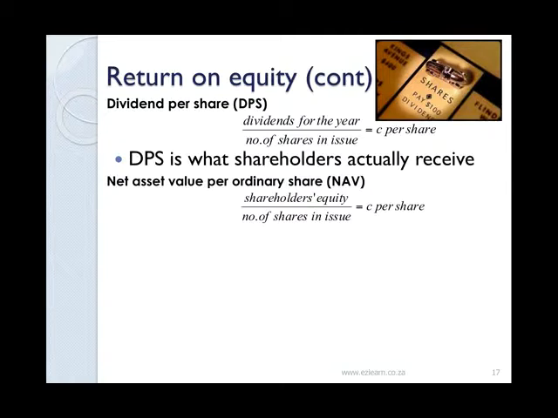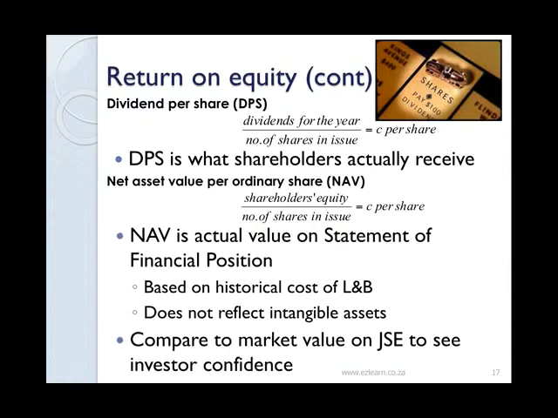Obviously, the reverse is also true. If the statement of financial position indicates a net asset value that is higher than the price on the JSE, it indicates that the shareholders do not have much faith in the future prospects of this company.